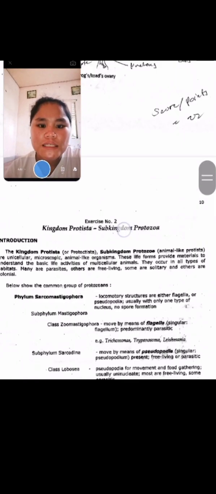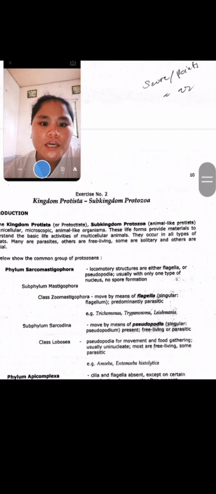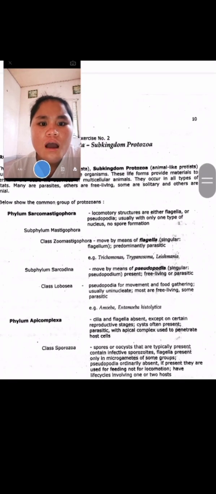Subphylum Sarcodina, which is, kuan siya, move by means of pseudopodia or a single pseudopodium. Present or free-living or parasitic. Amoeba, Entamoeba histolytica. Mao ni siya ang sa phylum Sarcodina. Sa iyang class, mao ni siya katong Amoeba, Entamoeba histolytica. Most are free-living, parasitic.